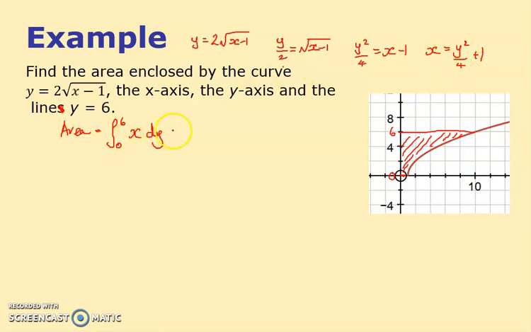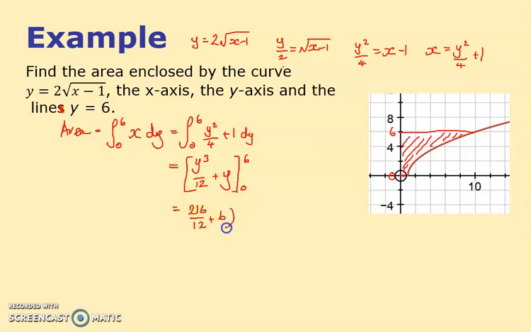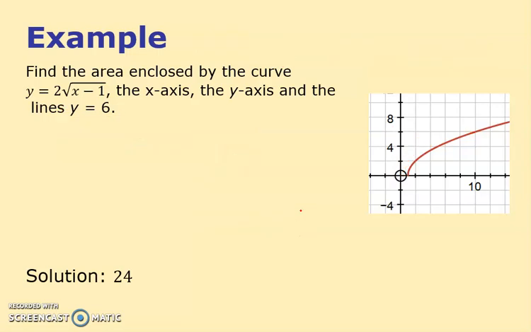Okay, I like that. So this then becomes the integral from 0 to 6 of y squared over 4 plus 1 dy. Integrate it, that gives me y cubed over 12 plus y, between 0 and 6. And if I put 6 in, I get 216 over 12 plus 6. Don't know what that is, I'll do it in a bit, but certainly when I put 0 in, I get 0 out. So 216 over 12. 216 divided by 12 is 18, plus 6 is 24. I reckon it's 24 square units. Let's see what the answer is. 24. So yeah, I was right.